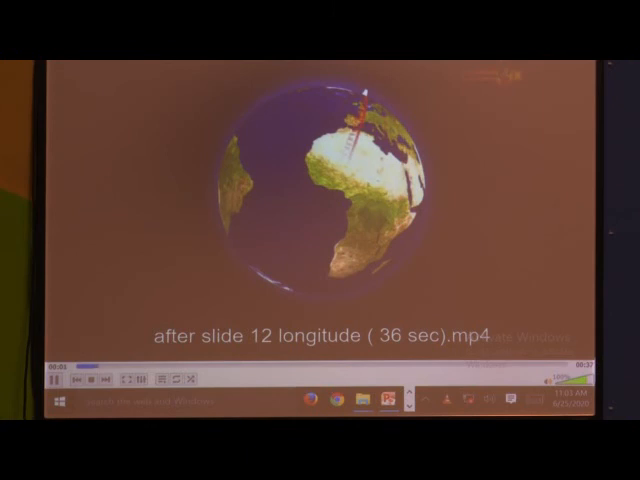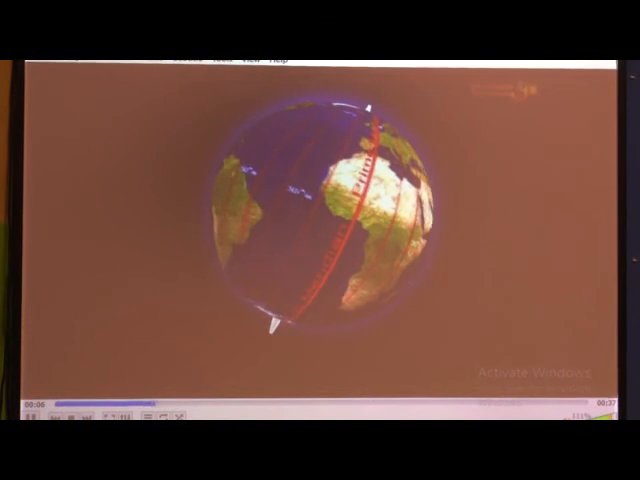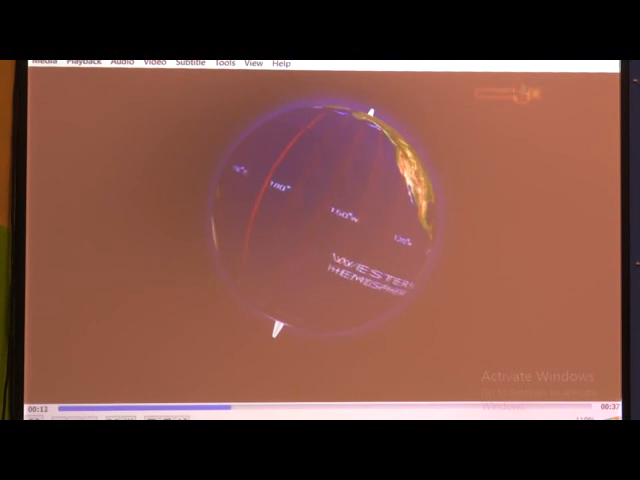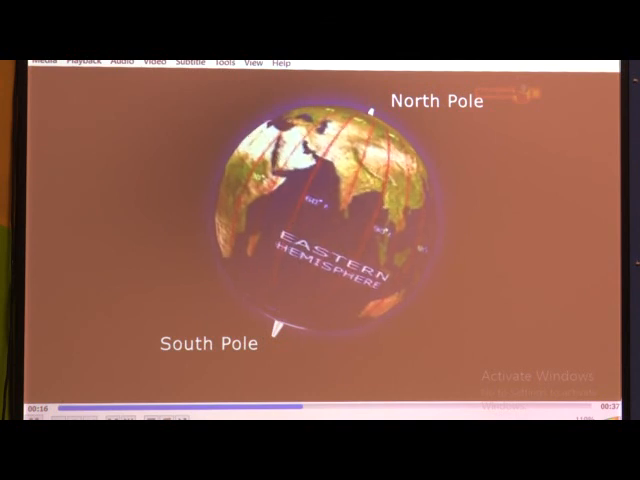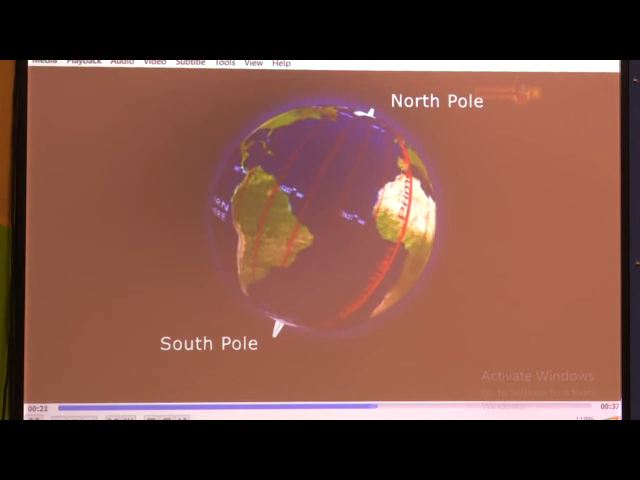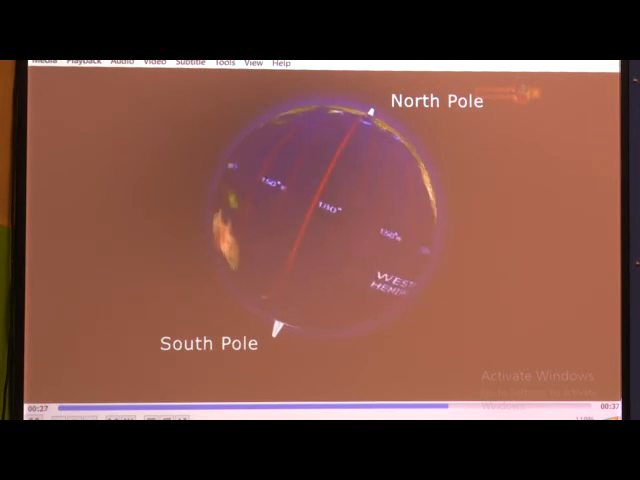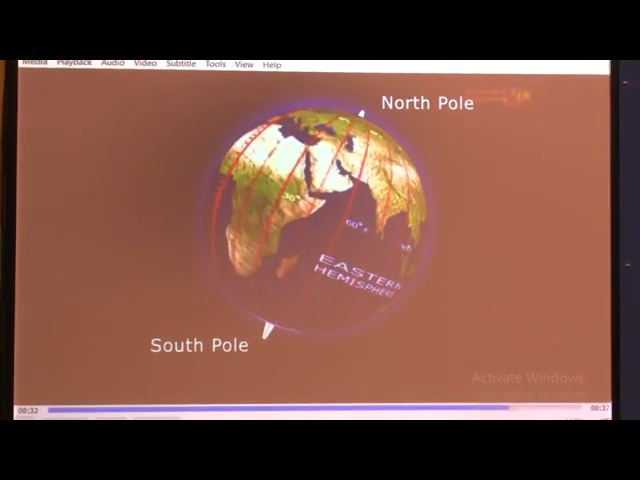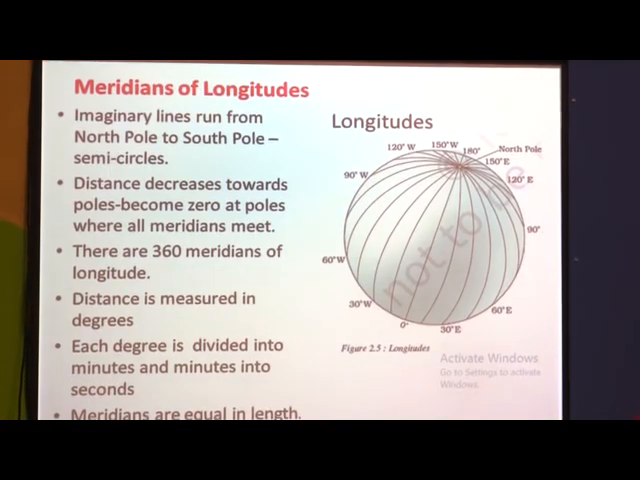The red lines that you can see here are known as longitudes. Do you know what longitudes are? Longitudes are the imaginary lines running from North Pole to South Pole. They are measured in degrees from 0 degree at prime meridian to 180 degree east and 180 degree west. They are 360 in total and are helpful in calculating time and finding different places on the globe.